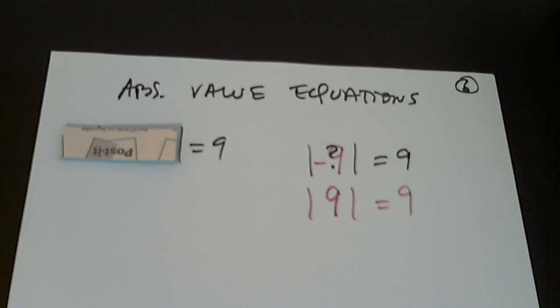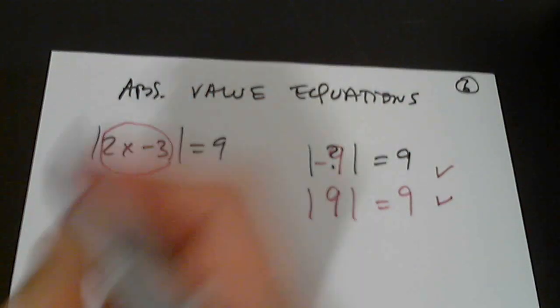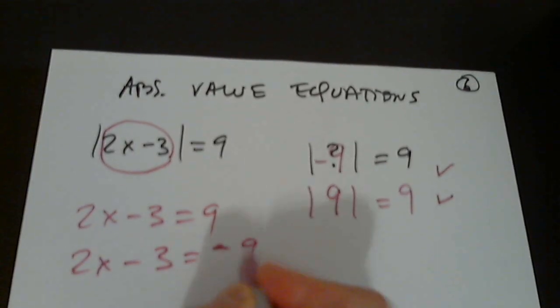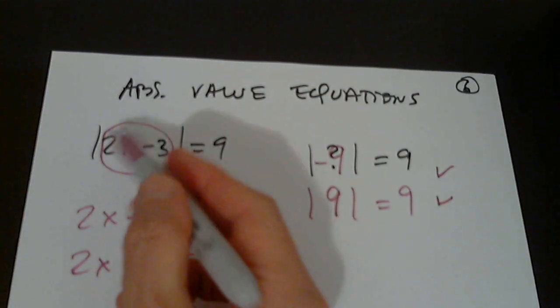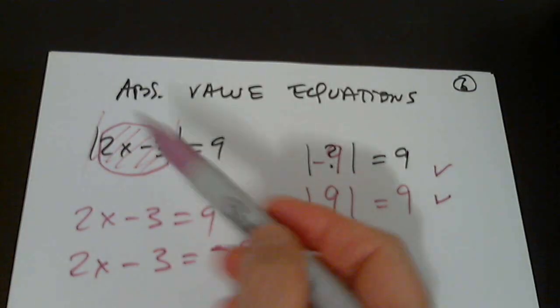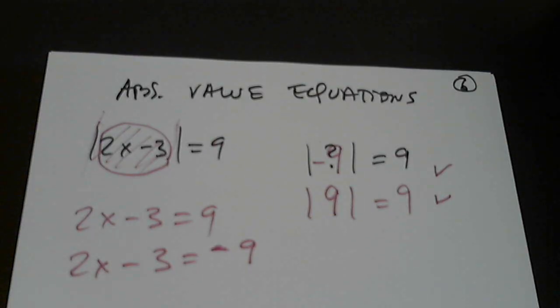So the answer inside can be either positive or negative 9 because the absolute value will always be 9. That's all you need to do. You just have to take this quantity and set it equal to 9, and then solve the equation by setting it equal to negative 9. So this inside can be either negative 9 or 9, because the absolute value of 9 will be 9. The absolute value of negative 9 will also be 9. So I have two equations to solve.